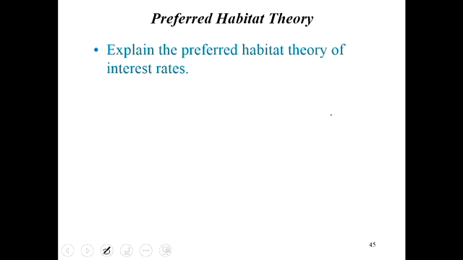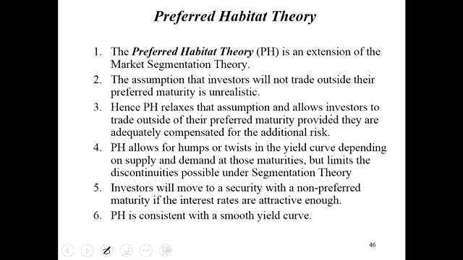So if you're an investor, the better deal is higher interest rates. If you're a borrower, you're going to issue some securities, better deal means lower interest rates. So this relaxes that assumption that it's segmented. And the big deal is they'll trade outside the preferred maturity if they're adequately compensated for additional risk.